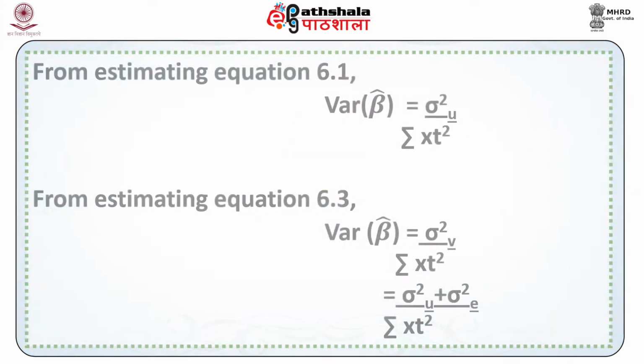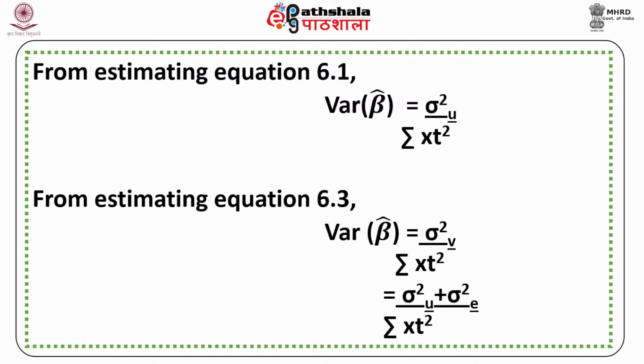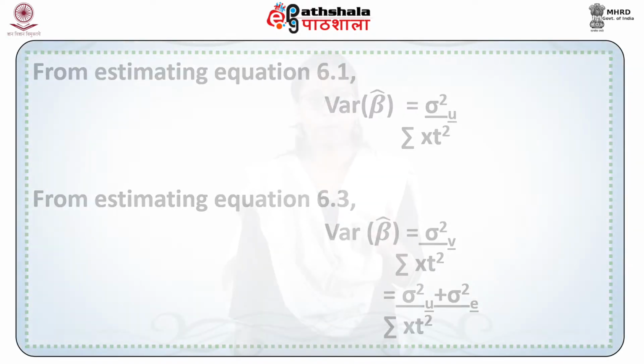However, the variance and the standard errors estimated from this equation will be very different from those of OLS estimators. From estimating equation 6.1, variance of beta hat is equal to sigma square mu divided by summation x_t square. From estimating equation 6.3, variance of beta hat is equal to sigma square v divided by summation x_t square, which is equal to sigma square mu plus sigma square e divided by summation x_t square. As can be seen, estimated variance of beta is larger in the second case than the first one. This is one of the consequences of errors of measurement in the dependent variable.